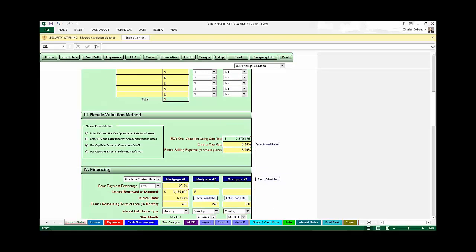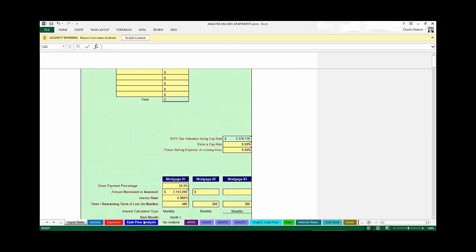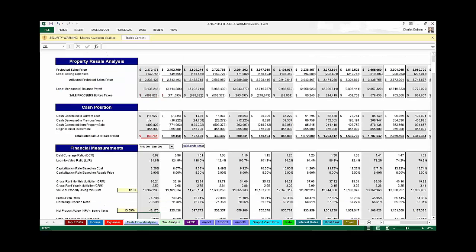This should be an 8. 2.3. Cash flow analysis. Look at our debt coverage ratio, it's still the same. Why is our debt coverage ratio still the same? Because the amount of the mortgage does not change when we change the purchase price. It's an assumption. So that 3155 is hard-coded in there.